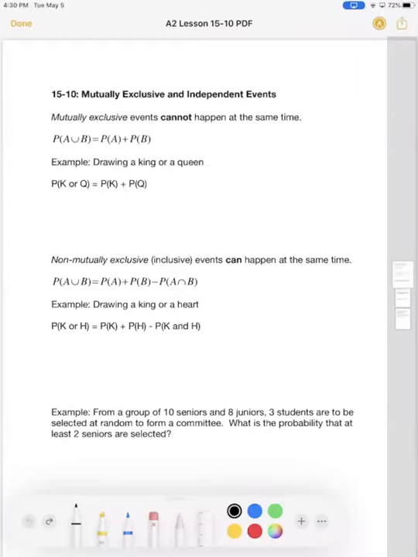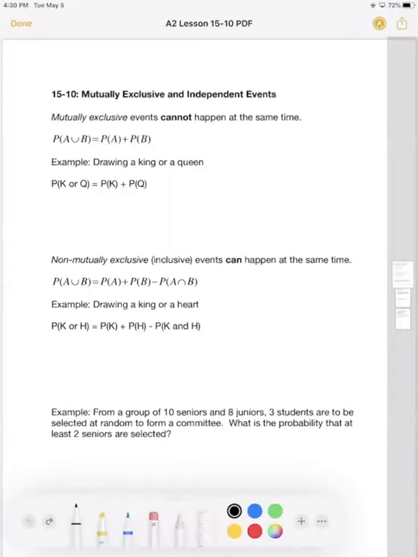Hi, Honors Algebra 2. It is Wednesday, May 6th, and we are doing our last section in this probability chapter 15. This section 10 is complicated. The text I find very complicated to read. I read it over every year and find that it is very difficult to understand. So I'm going to go ahead and give you, I hope, a clearer explanation of this material.